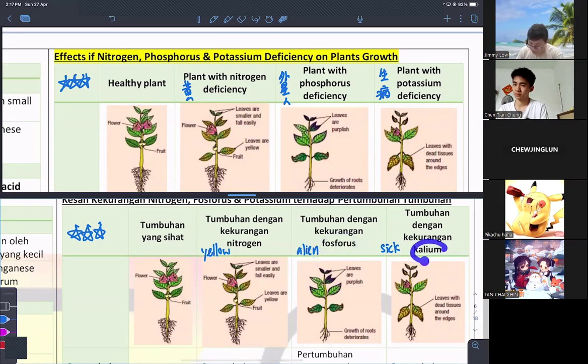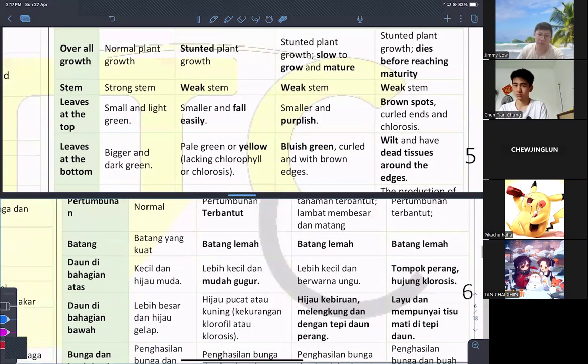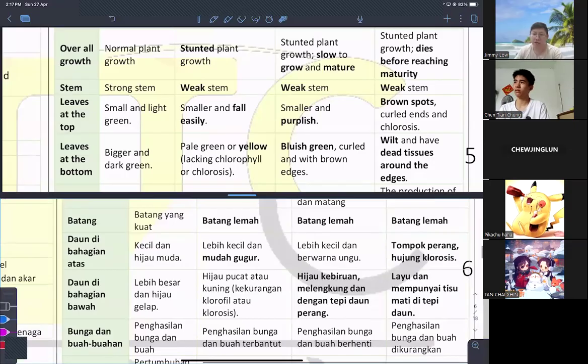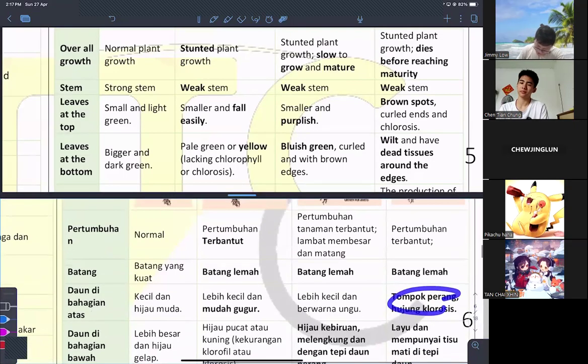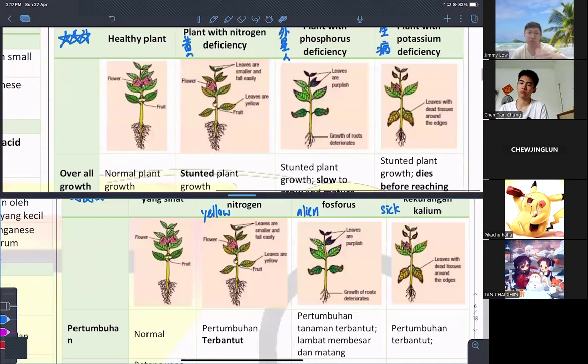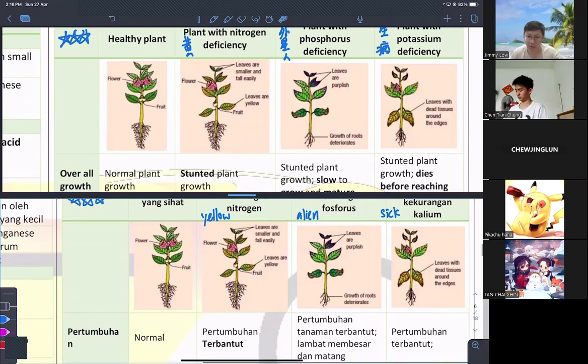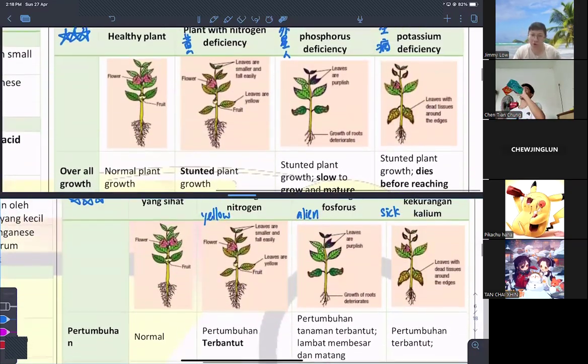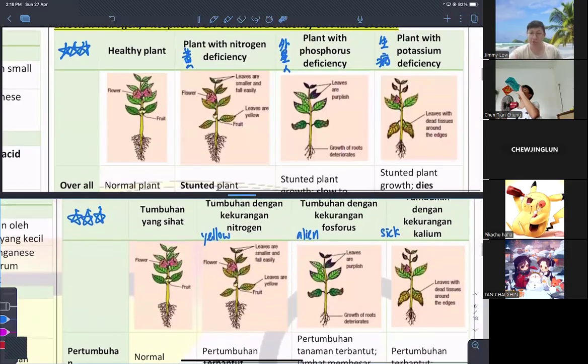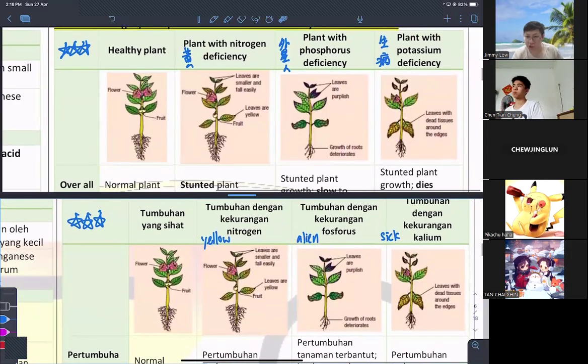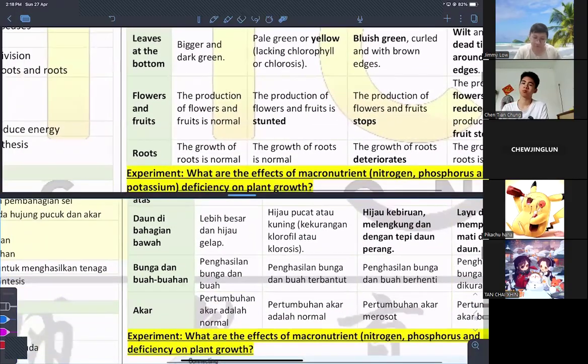Talking about potassium, it means sick. It means the leaf itself has a lot of brown spots. So you can just examine whether it's legit or not. No need to memorize anything. If the question says the plant has these characteristics, what is the macronutrient that the plant is lacking? You don't need to memorize all the details here. Just know the characteristics of each lacking nutrition, and how to differentiate them.